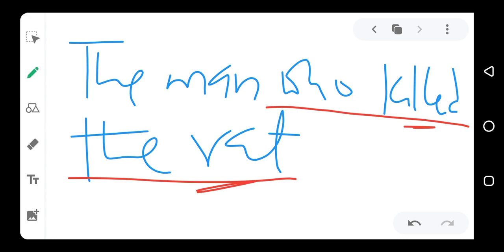Now it has who, which is a marker for adjectival clause and also for noun clause. Now we check the position of this marker. Is it coming immediately after a verb or immediately after a noun? It is coming immediately after man, and man is a noun. So we conclude that this clause is an adjectival clause.